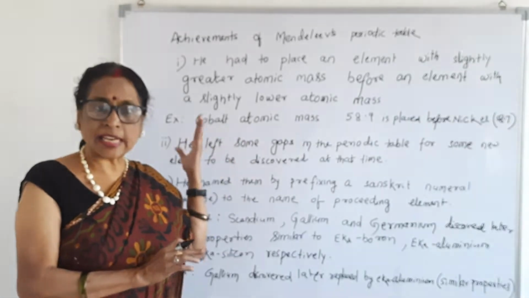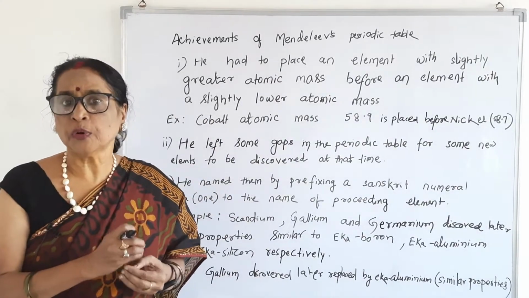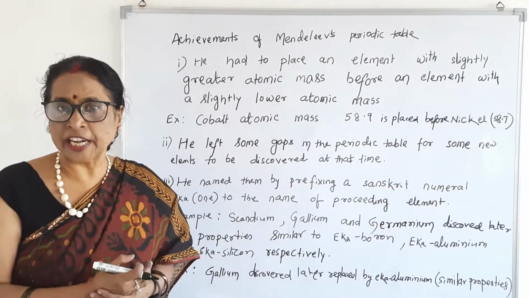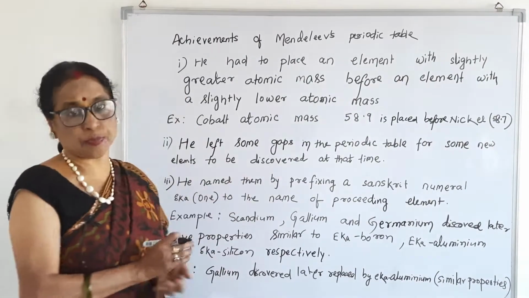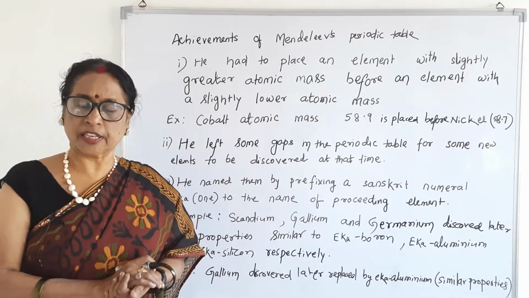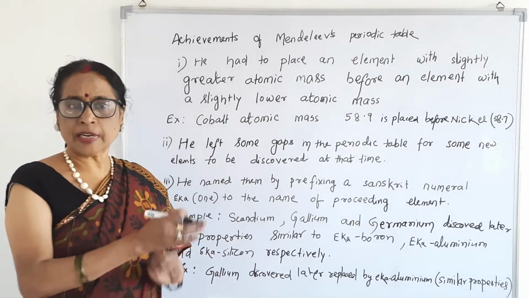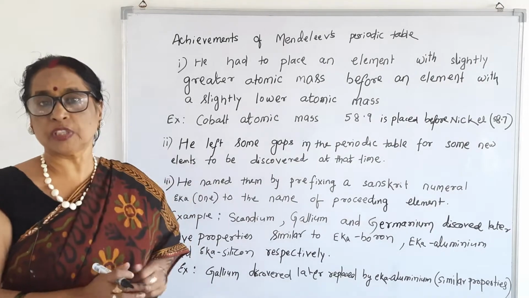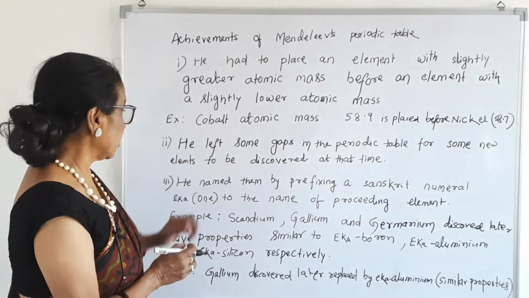Now here it indicates a new word, whose meaning will help in the future periodic table, that is atomic number. After atomic mass, atomic number is used in the modern form of the periodic table.